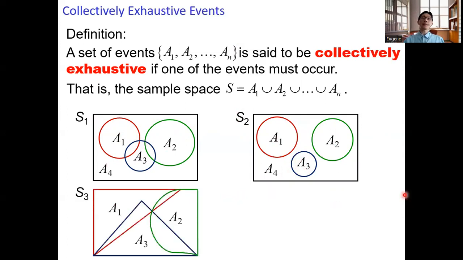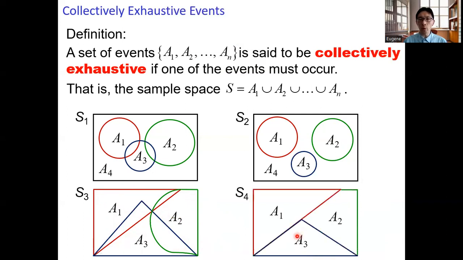Let's take a look at sample space S3. Instead of using circles, I used some weird shape for event A2 and then the triangle for event A1 and A3. Here A1, A2, and A3 cover all the regions of the sample space S3. So we can say that A1, A2, and A3 are collectively exhaustive events. And similarly for sample space S4, A1, A2, A3 are collectively exhaustive events.